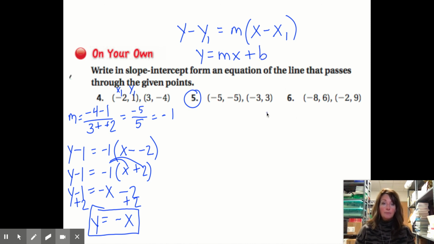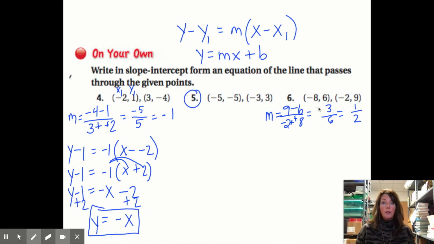So first step, solve for slope, right? Rise over run. So change in the y values and over the change in the x values. So 9 minus 6 over -2 minus the -8. So 9 minus 6 is 3. And then -2 plus 8 is going to be +6. So that is equal to 1/2. So our slope is 1/2.